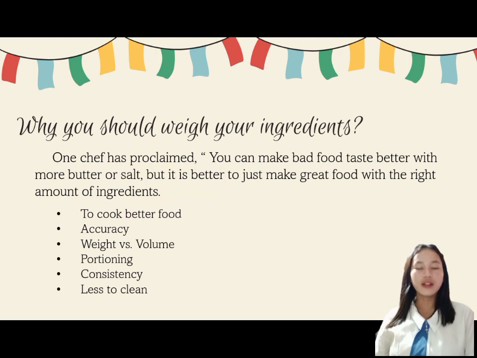The third one is weight versus volume. For us to get the weight and the volume, we have different measuring tools that we are going to use to accurately measure the ingredients. The fourth one is portioning. To ensure that the portions are equal and uniform in size, we need to measure ingredients accurately and precisely. The last one is consistency.